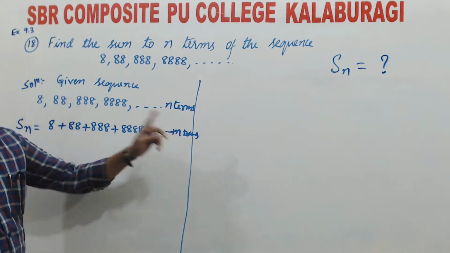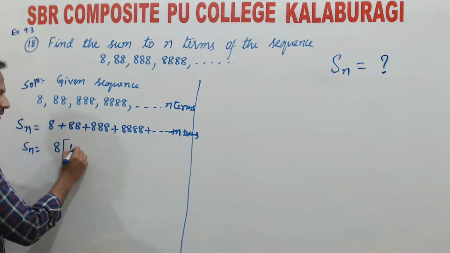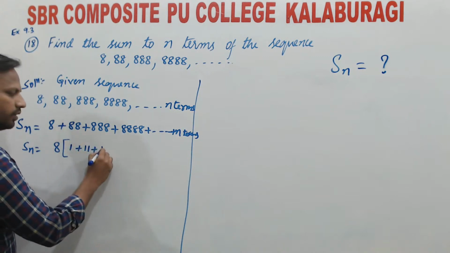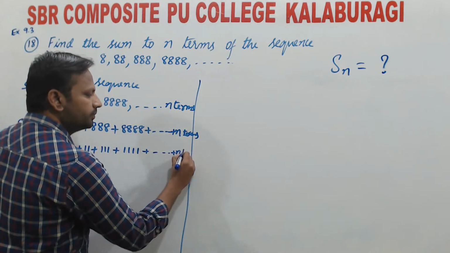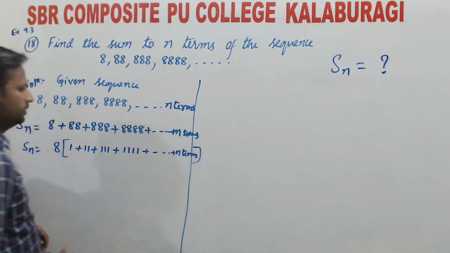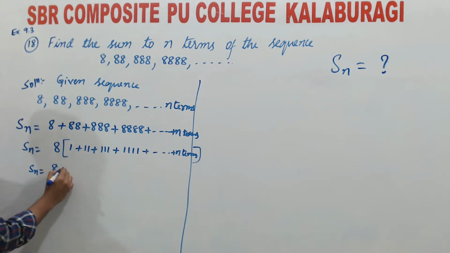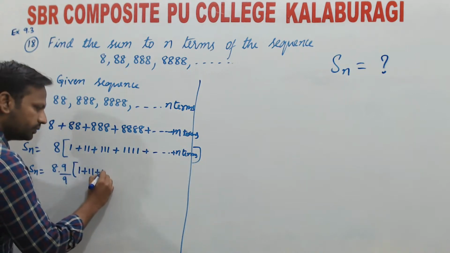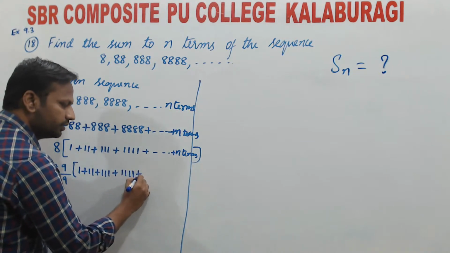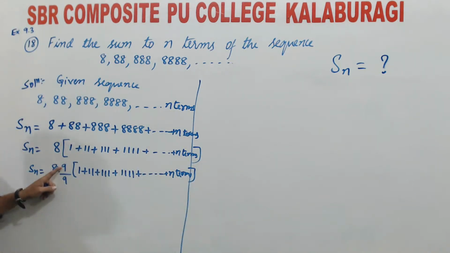Let me take 8 common in each and every term of this series. What happens now? 8 times the bracket of 1 plus 11 plus 111 plus 1111 plus so on up to n terms. Got it? So I took 8 common. Now some adjustments I have to make here. What is the adjustment? I should multiply by 9 and divide by 9. Why? I'll tell you later. So just simply multiply by 9 and divide by 9 to this bracket, the series, on n terms. So I multiplied by 9 and divided by 9.